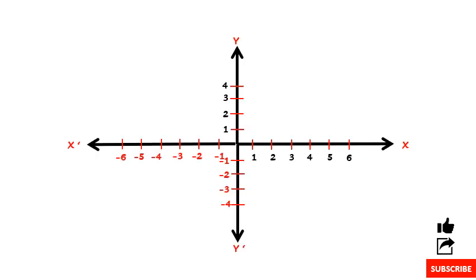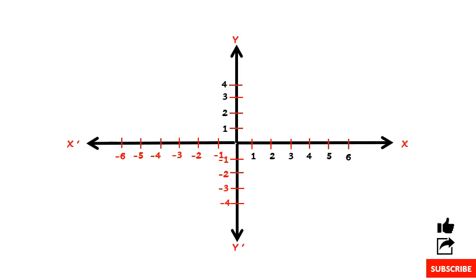Now let's come back to the point H. How do we calculate the coordinates of point H? From point H, we drop two perpendicular lines on the x-axis and y-axis respectively. The perpendicular line on the x-axis crosses the x-axis at point 3 and the perpendicular line on the y-axis crosses the y-axis at point 2. So the point H can be represented on the plane as (3, 2).